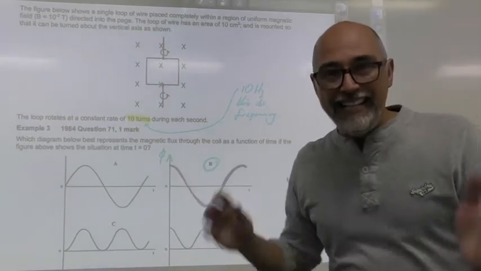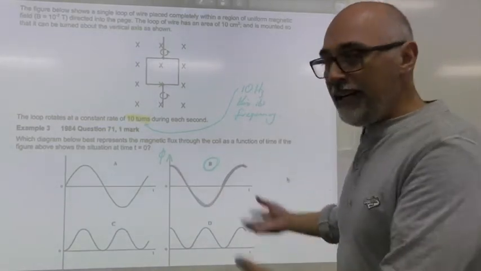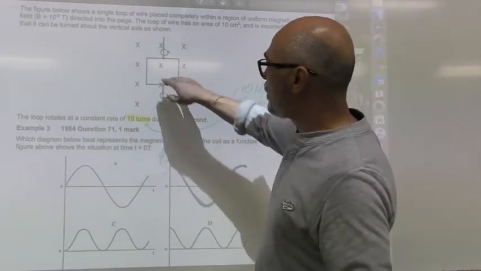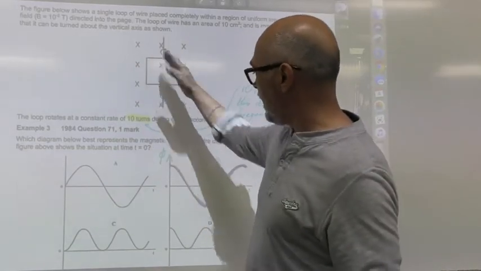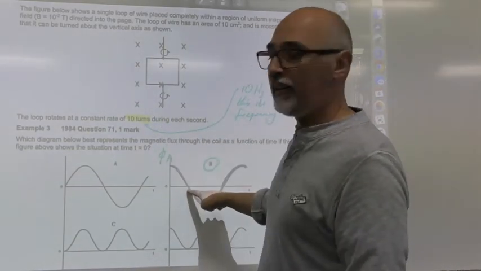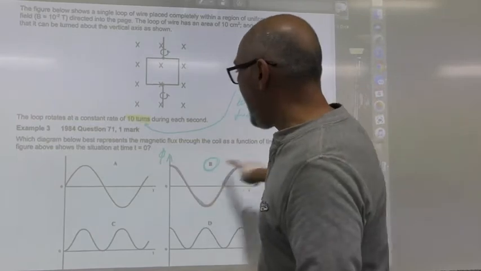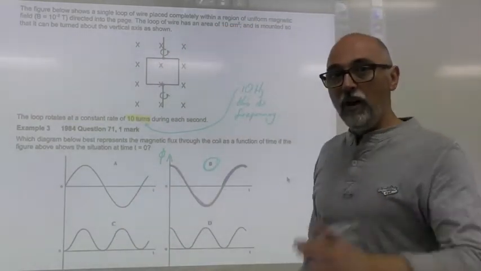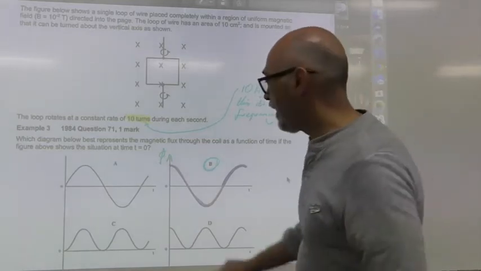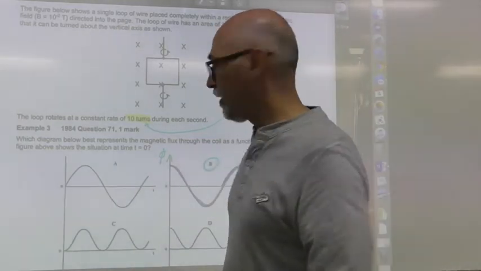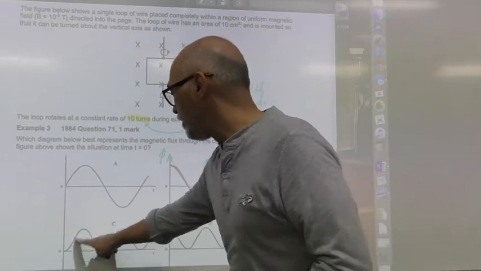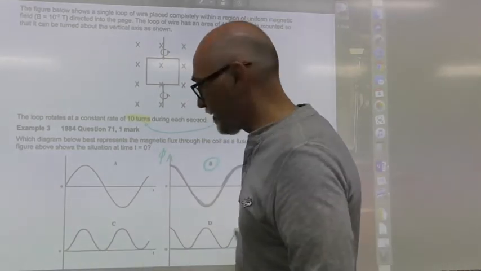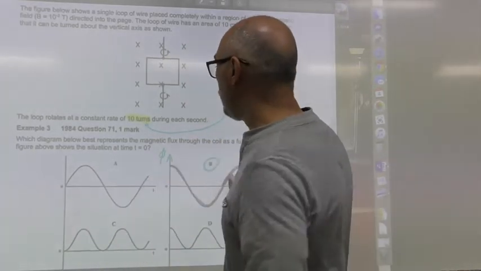Now, this is, again, straight off the help sheet, straight out of the notes. The first quarter turn is from full to nothing, okay? This and this represent 1 full cycle of a loop in a magnetic field, okay? 1 full cycle. This is 2 full cycles, and so is this, all right? This is 1 full cycle.